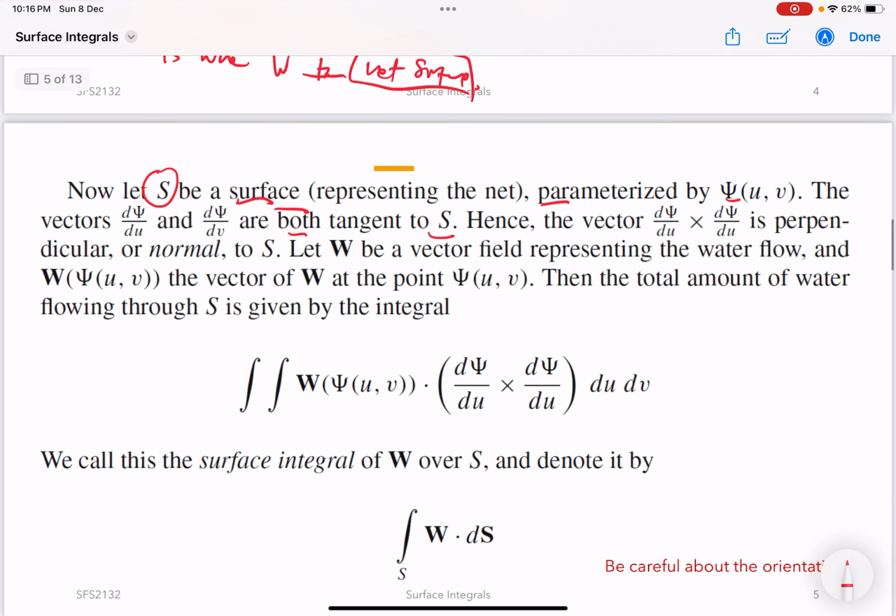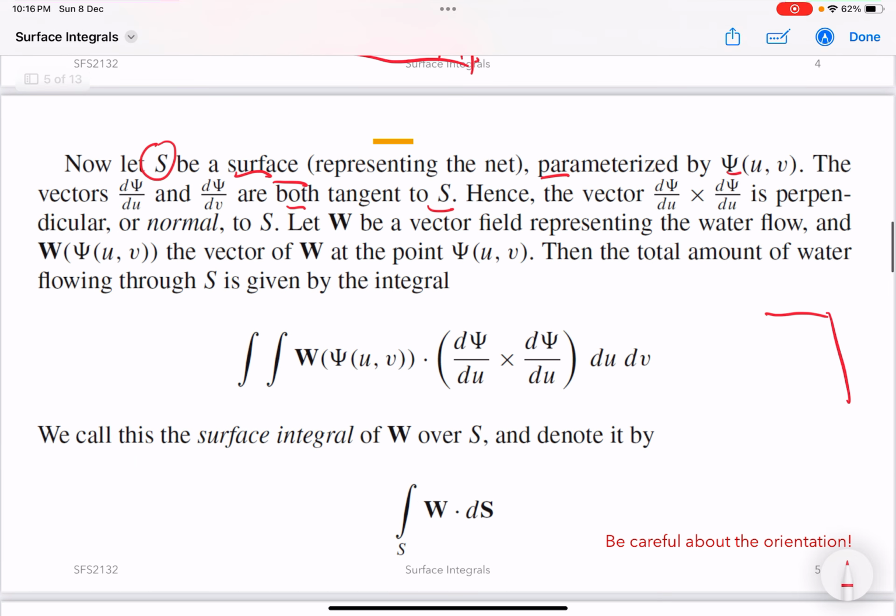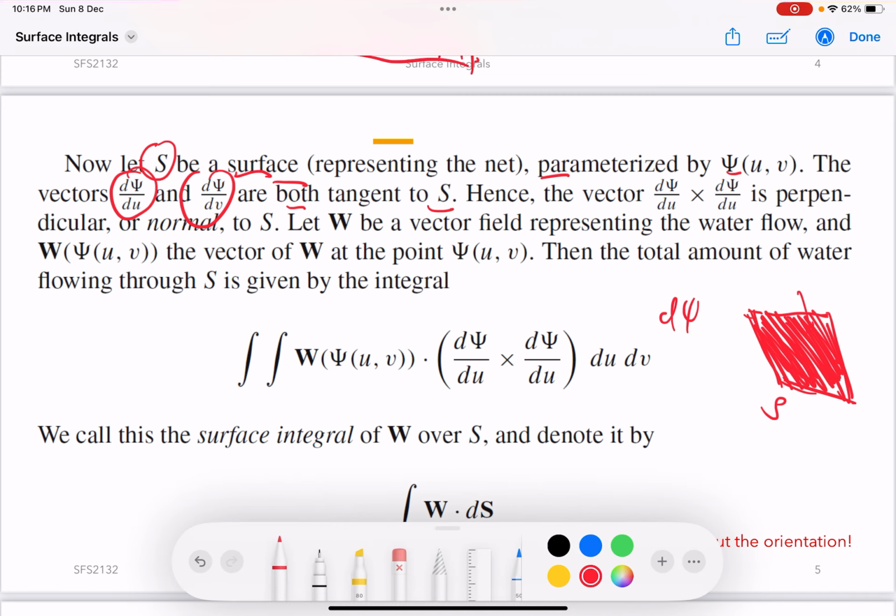So when you have a surface like this, make it slightly inclined. Imagine this is a surface, and this is the S surface of something. Now d psi, because psi is a parameterization that lies on the surface, so d psi over dv and d psi over du are actually tangent.